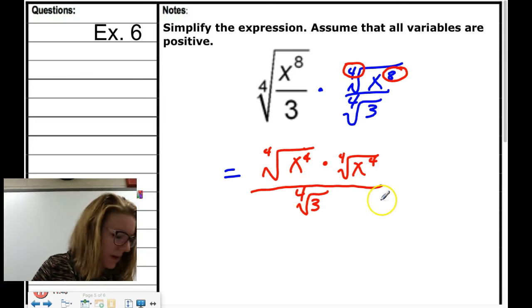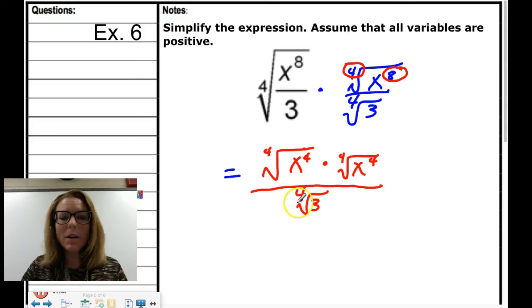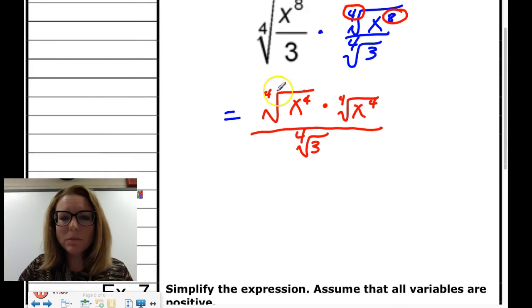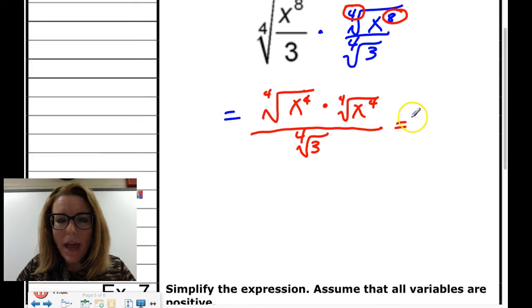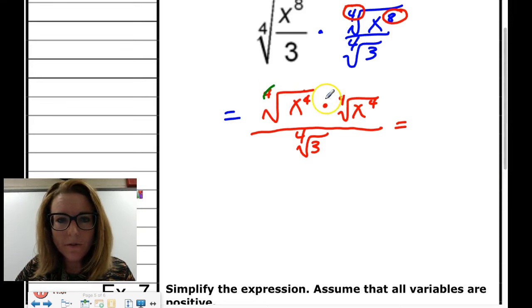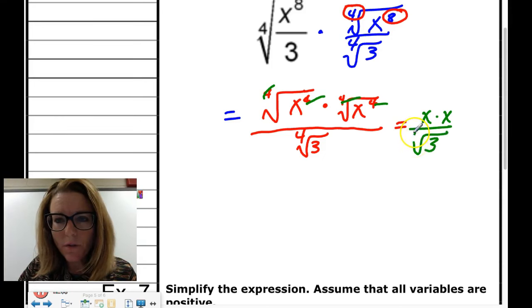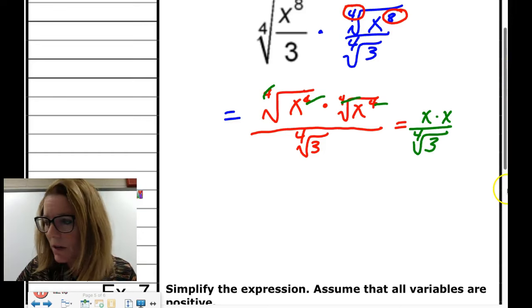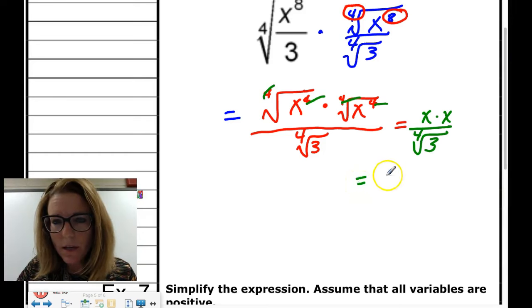I can't break the 3 up. I can't do anything with that right now. Well, let's finish up with the top here. I know that these 4s are going to cancel, right? We already talked about that. So these 4s will cancel and these 4s will cancel. And what comes out is an x times an x over the 4th root of 3. Well, that's just x. Hold on a minute. Try it again. That's going to be x squared over the 4th root of 3.